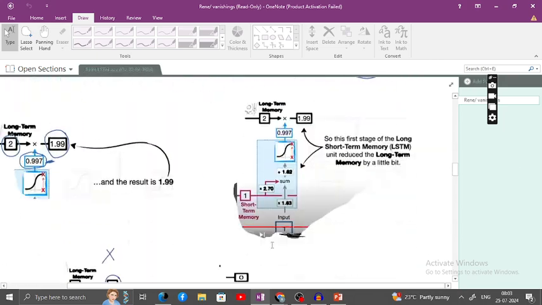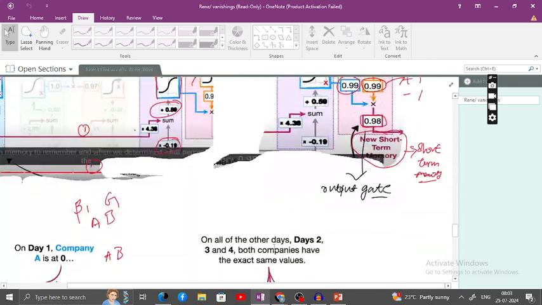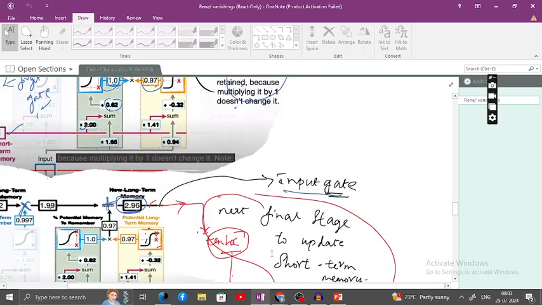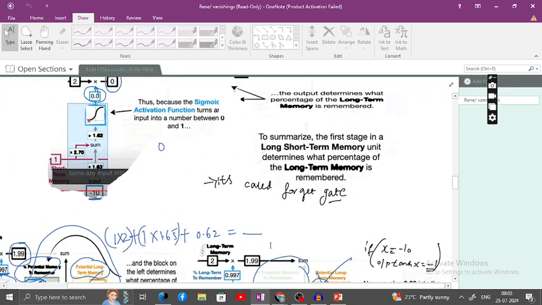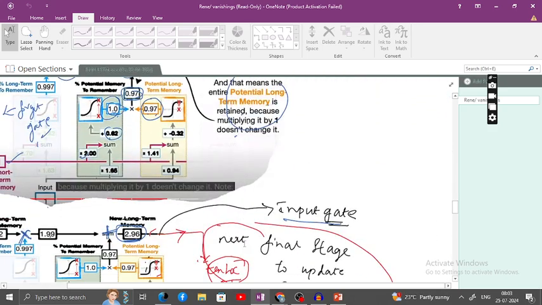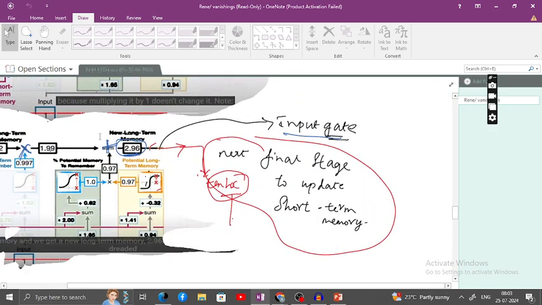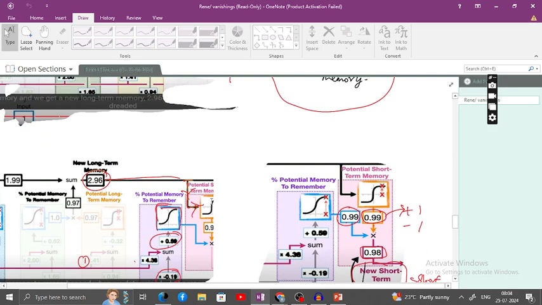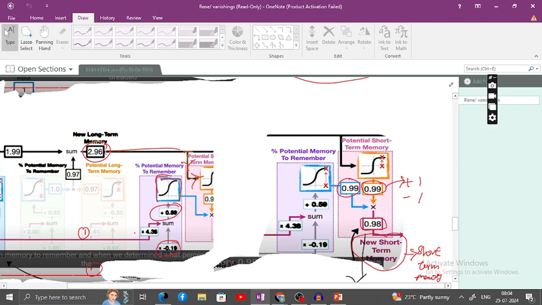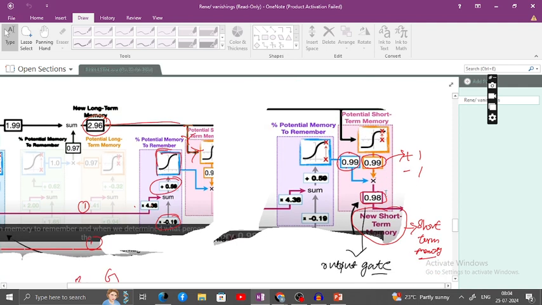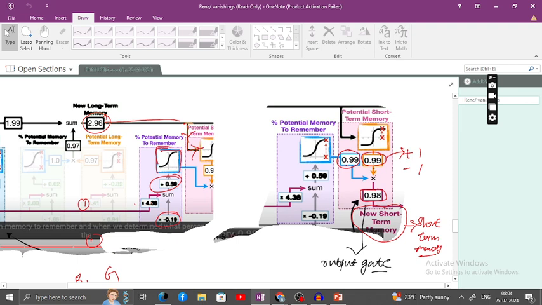Now, what is my new long term memory? This is my new long term memory. How much did I get? Yes, 2.96 is my new long term memory. This is directly fed into the output gate. 2.96 is the new long term memory that I am going to feed inside the tan hyperbolic function. So tan hyperbolic of 2.96 is almost near to 1.99.